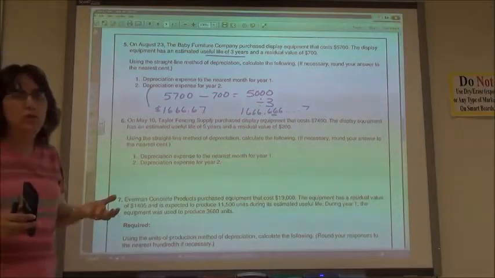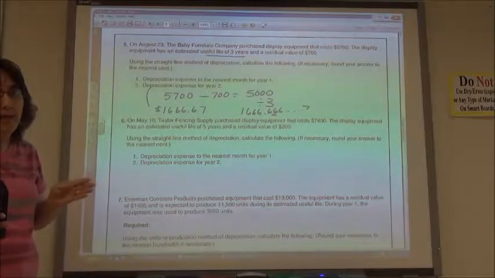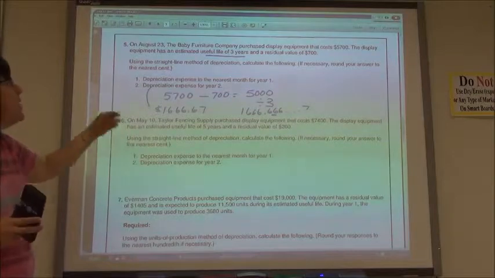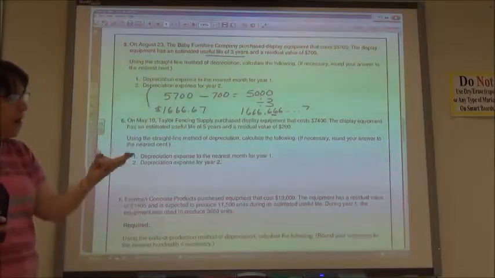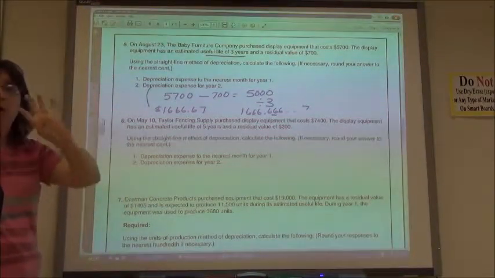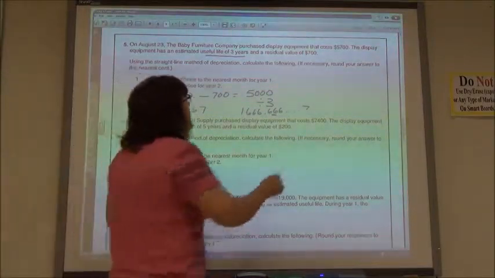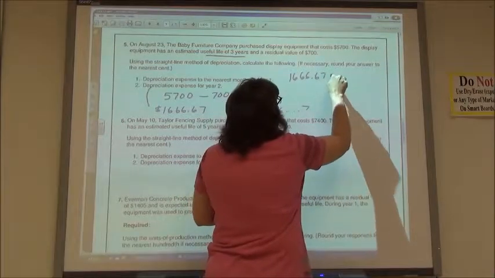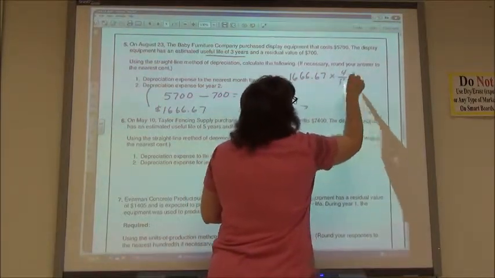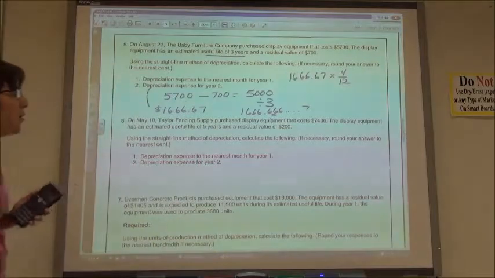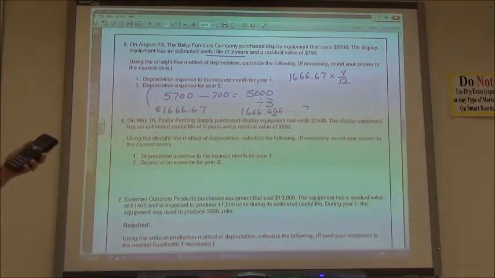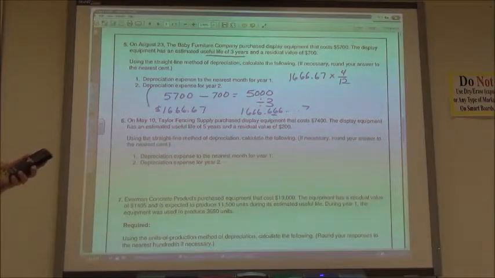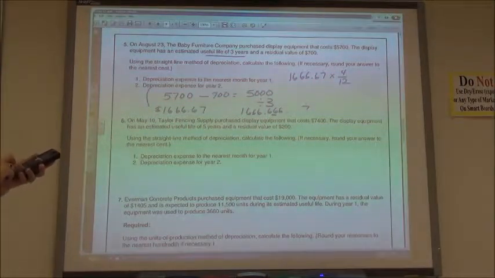Now since we're close to the end of the month, we don't have to count August. If you're at the beginning of the month, you count it, but if you're more than halfway through the month, you don't. So we're going to use September, October, November, December, 4 months that we had it. So we're going to take the full year's depreciation times 4/12, because I'm only going to have it 4 months of the year. So again, we're going to take that $1,666.67 times 4 divided by 12.